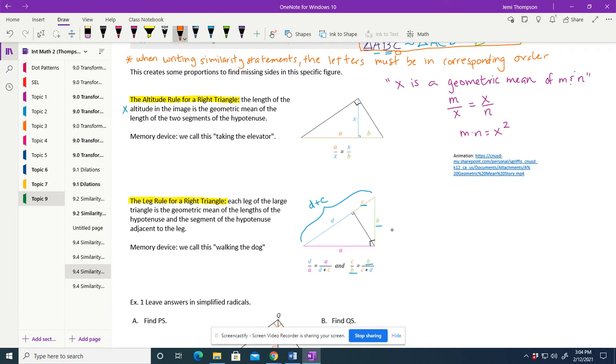Conversely, if I was talking about the other leg, this leg A, this other leg is the geometric mean between the length of the entire hypotenuse and the part of the hypotenuse that's adjacent to the leg. So I'm going to have you write down a couple of notes here for these that are going to make sense as we go.